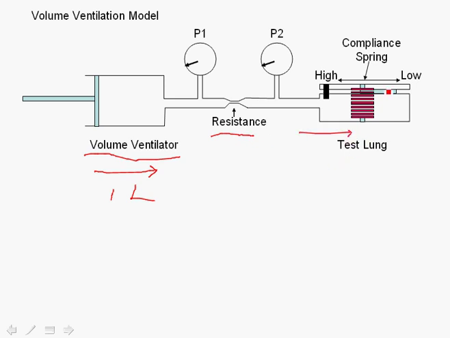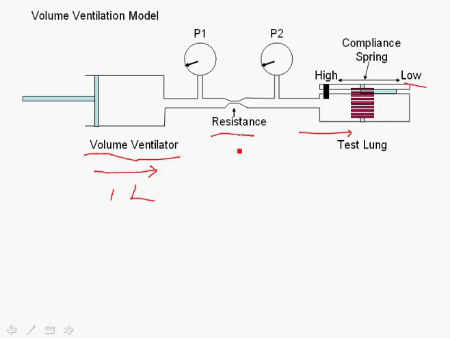In our test lung model we can vary things like the compliance. Compliance is the relationship of the distensibility, or the stiffness, of the lung, and that's controlled by this spring. So we can vary that from a highly compliant model, where the lung is easily distendable, to a low compliance model where the lung is quite stiff. We can also vary the resistance, and the effects of resistance are noted during times of flow.